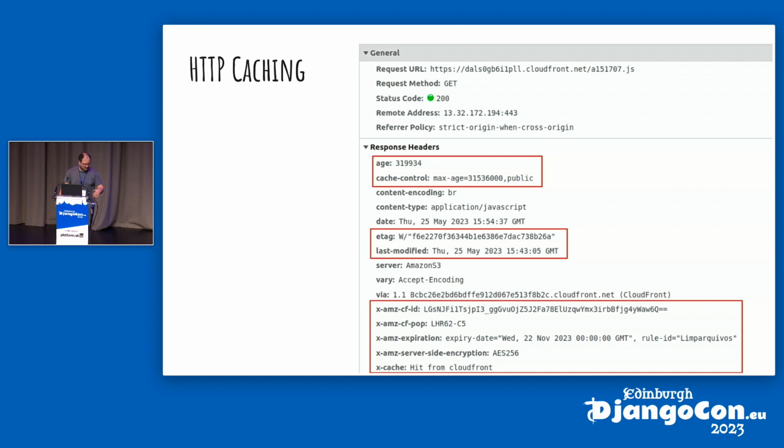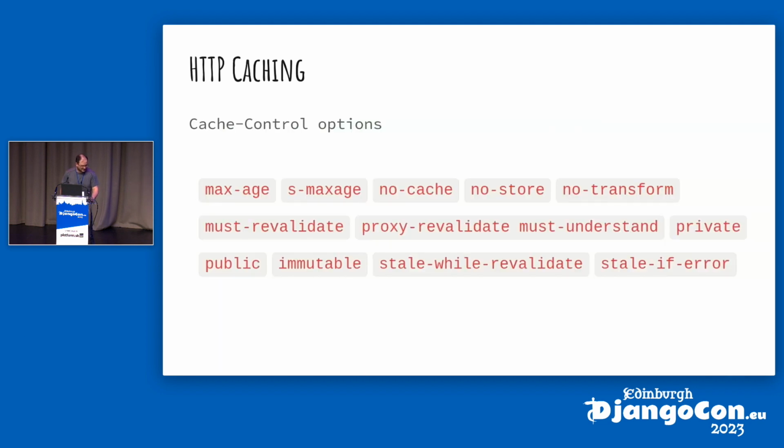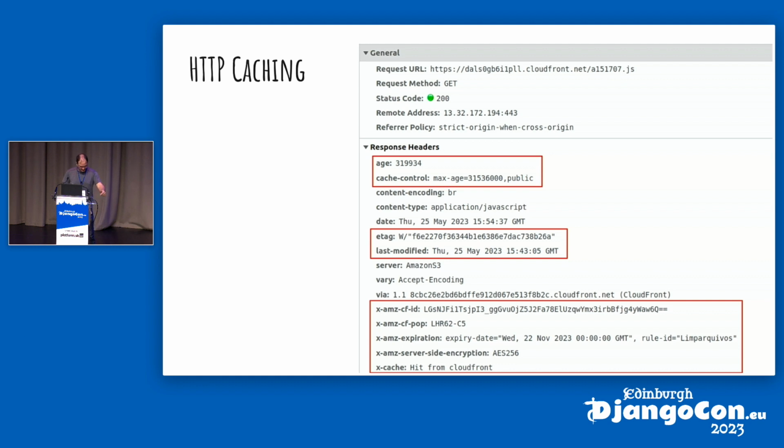Below, I have specific CloudFront headers. It's a CDN, and it's not really useful in most cases, but for example, the last one, it's saying hit from CloudFront. It means CloudFront served this request without calling my server to provide the file because it was already in the CDN.